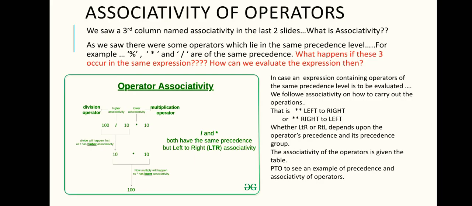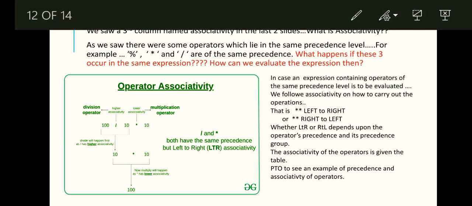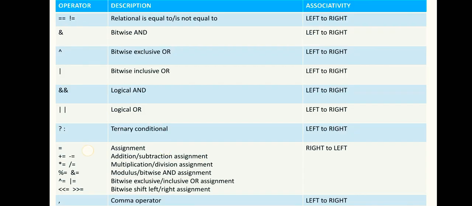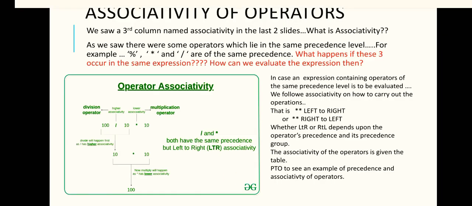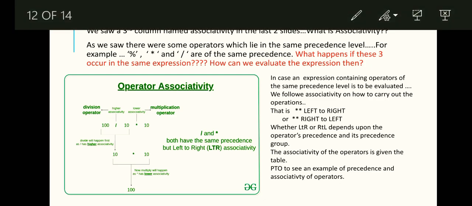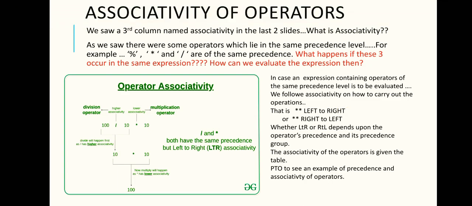But here we can see that both division and multiplication are of the same precedence level. Multiplication, division, and modulus are of the same precedence level, and if these operators come in the same expression, how can we evaluate it? To solve this, we have the concept known as associativity. In case an expression contains operators of the same precedence level, we follow associativity on how to carry out the operations. That is, the operations are carried out either from left to right or from right to left.